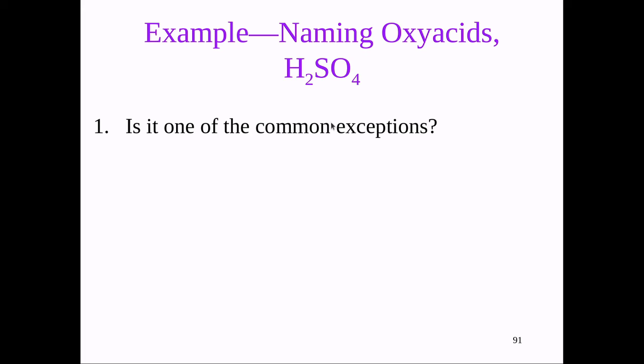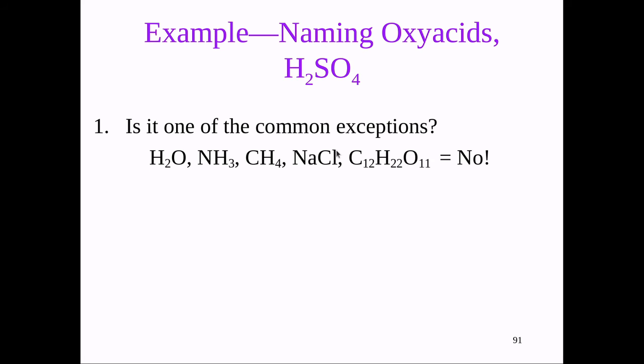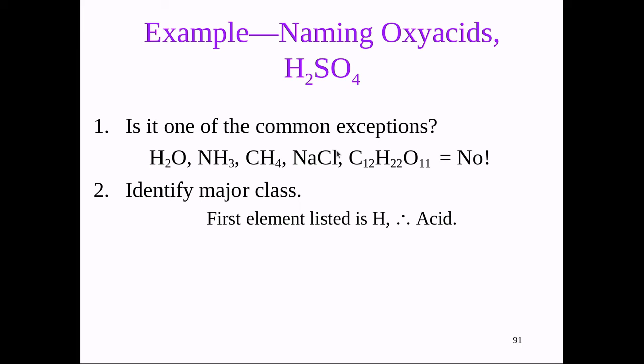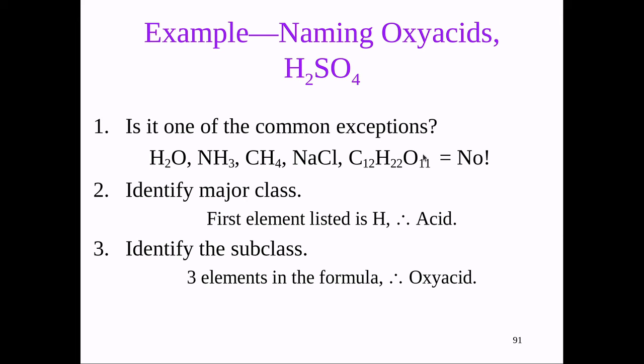Let's take a look at this one. H2SO4. Is it one of our common exceptions? No. We've identified the major class. It is an acid. We know that because it starts off with an H. It doesn't have to be a lone H, is a good thing to realize here. It could be H2 or H3. And then we're going to identify it as an oxyacid because of the presence of our polyatomic ion.